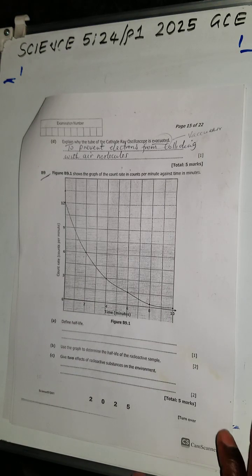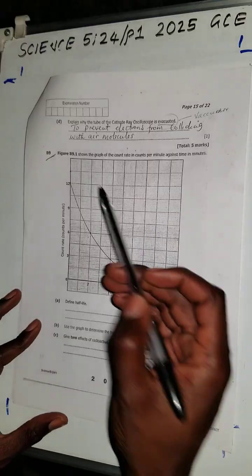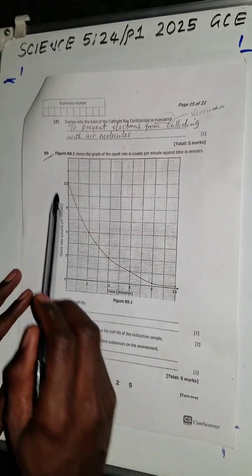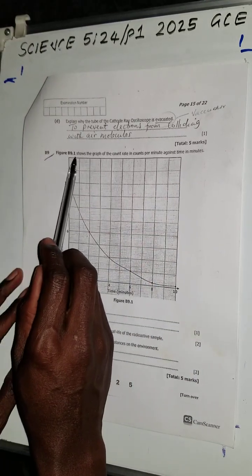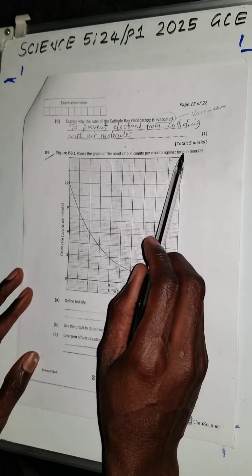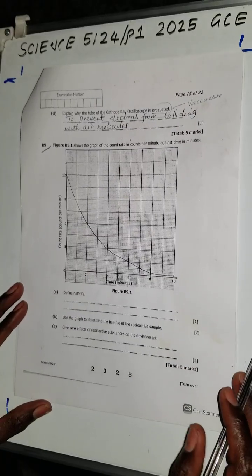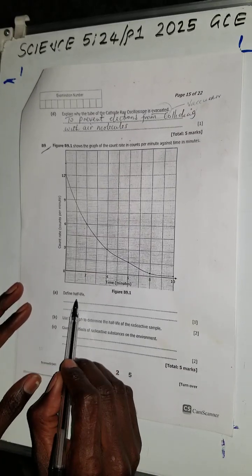Right, so let's look at the last question in this section B. B9 says figure B9.1 shows the graph of the count rate in counts per minute against time in minutes. So this is the exponential graph that they have given you. Then the question says define half-life.